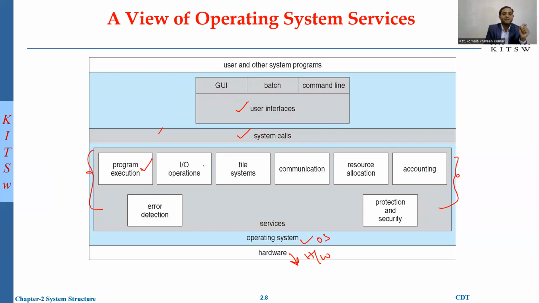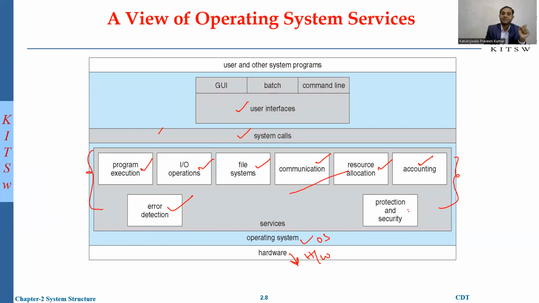Program execution we have discussed, input output operations, file systems, communication, so that one system can communicate with another system, just like you are sending mails or different messages to another system. Resource allocation, accounting, that is how many resources are utilized and which process is using them. And error detection is for when programs are running in error. Just like sometimes your operating system will give you a pop-up window message that some DLL file is missing. That comes under the error detection service.